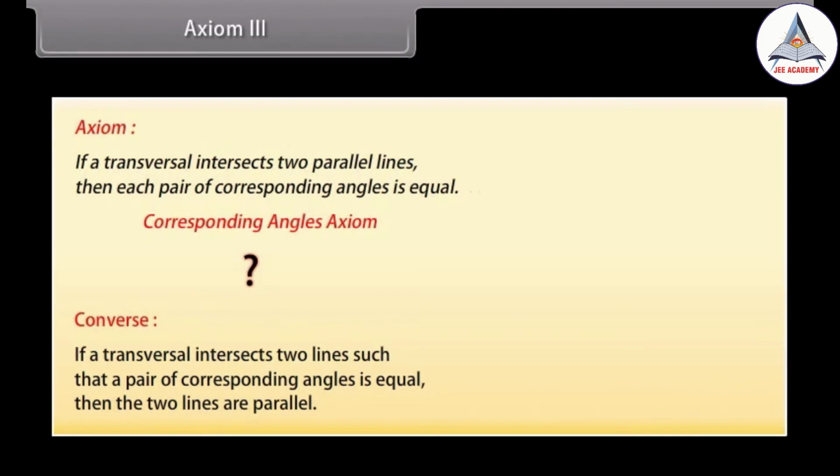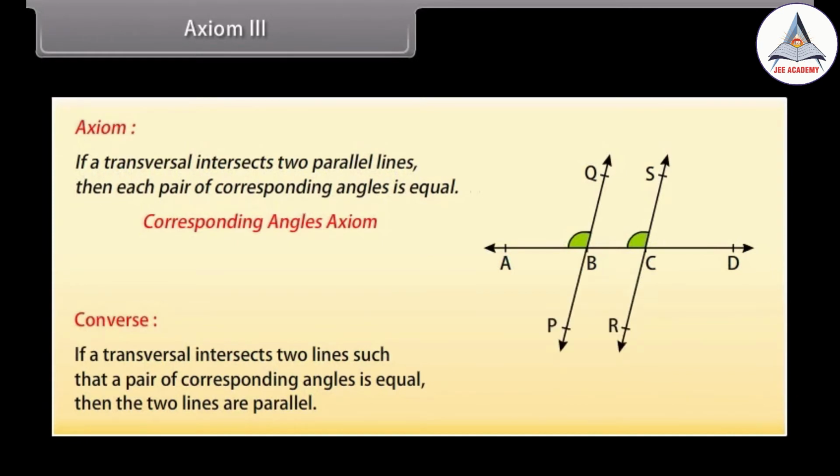Let us verify it. Draw a line AD and mark points B and C on it. At B and C, construct angle ABQ and angle BCS equal to each other. Produce QB and SC on the other side of AD to form two lines PQ and RS. We can observe that the two lines do not intersect each other.